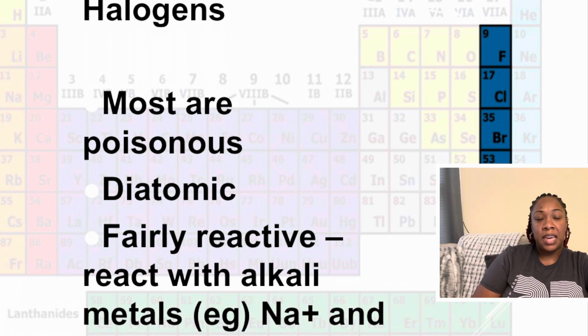Diatomic means they are twin groups, which means if we're going to see fluorine, it's not going to be by itself, it's going to have its twin sister. So it's always going to be F subscript 2, Cl subscript 2, Br subscript 2, and so on.